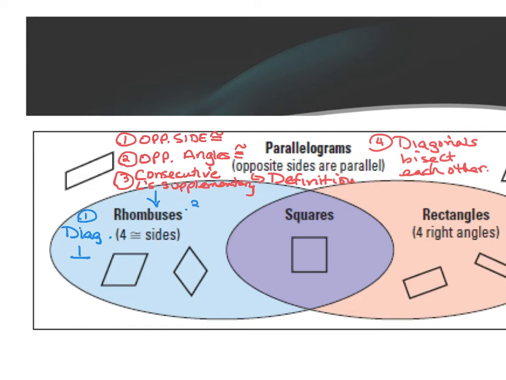The second one that we haven't seen yet is that the diagonals bisect opposite angles. So what will happen here in the rhombus, your diagonal will come here and here. It's going to be perpendicular, and it's also going to bisect these opposite angles. So it's going to make them congruent.